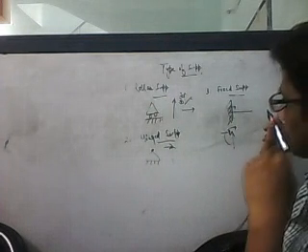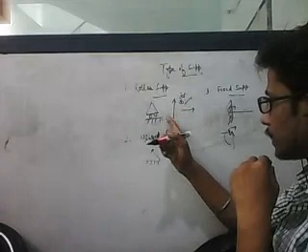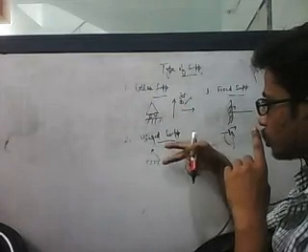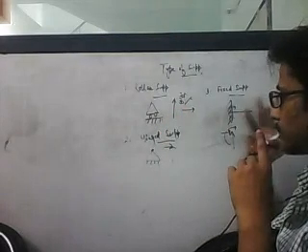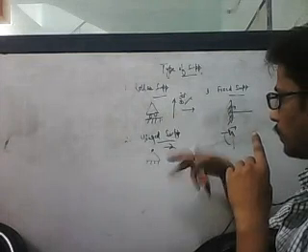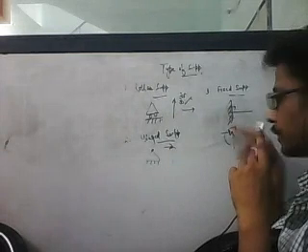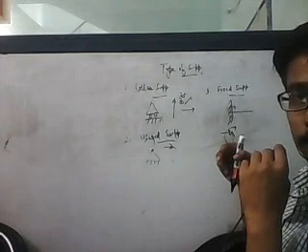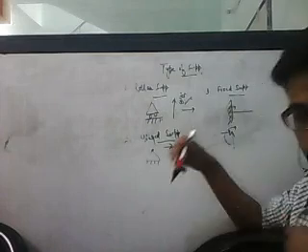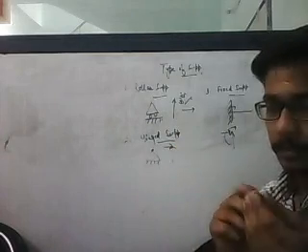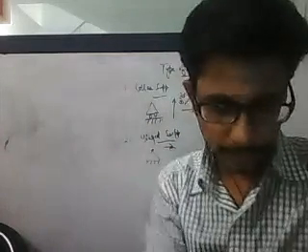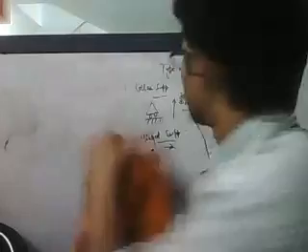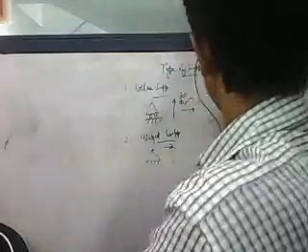Right now the roller contains only one reaction, the hinge contains two reactions, and the fixed support contains three reactions. One, two, and this one, three. This is all about reactions, this is all about your supports. And right now we will talk about types of loadings.